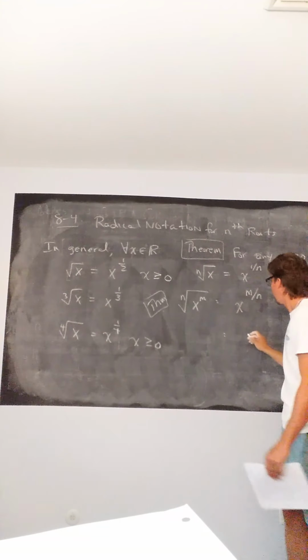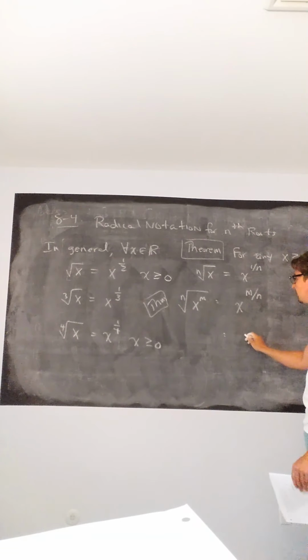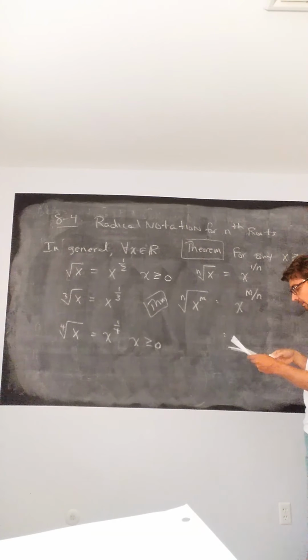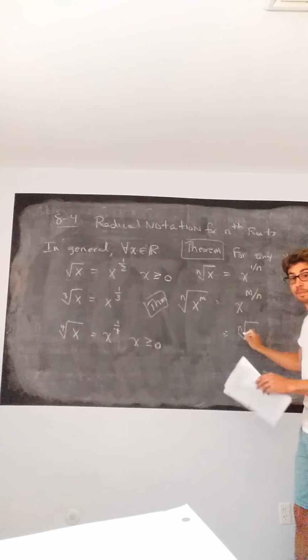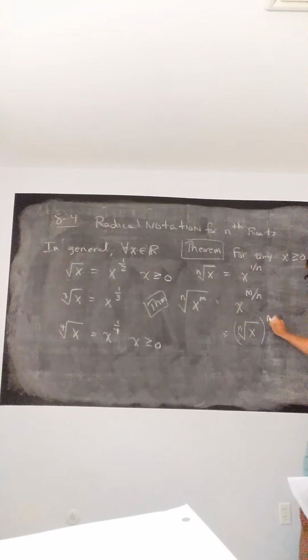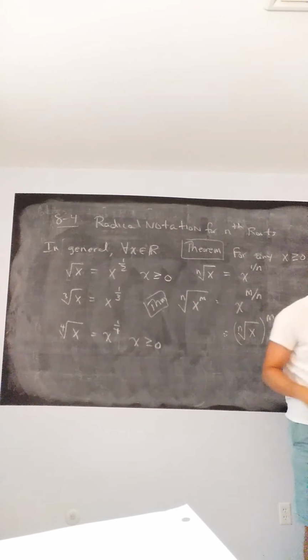And you can also write it this way if you wish. This is a way that sometimes your book may write it like this: the nth root of x to the m power. This is the easiest, I think, but you can also write it this way if you wish. And this helps you with your calculations.